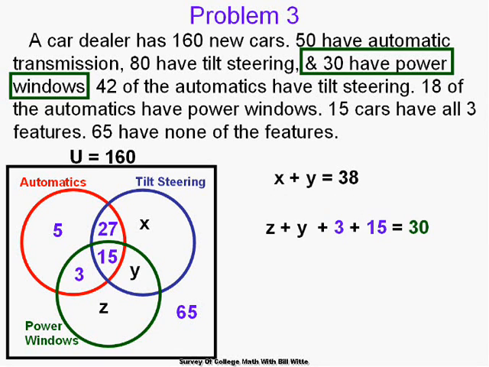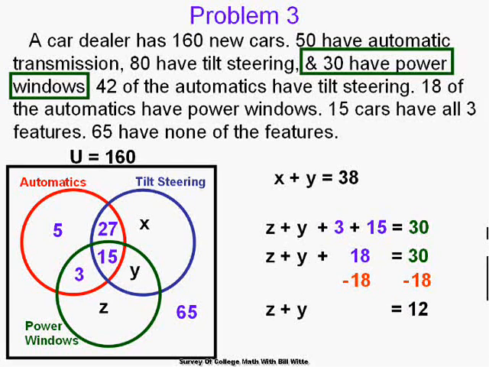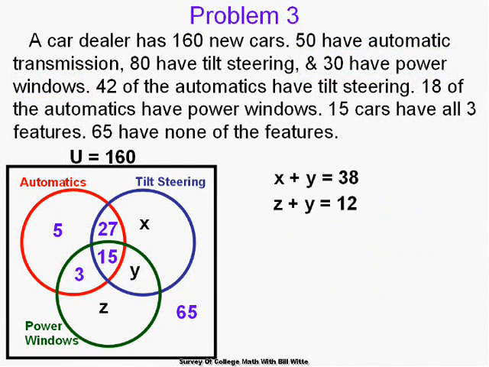So, couldn't I say the z plus the y plus the 3 plus the 15 is the area in the green? That's got to equal 30. z plus y plus 18 is 30. Let me simplify that. Subtract 18. And I'll get z plus y is 12. There's a good, useful equation. But I need one more equation because I have 3 variables.